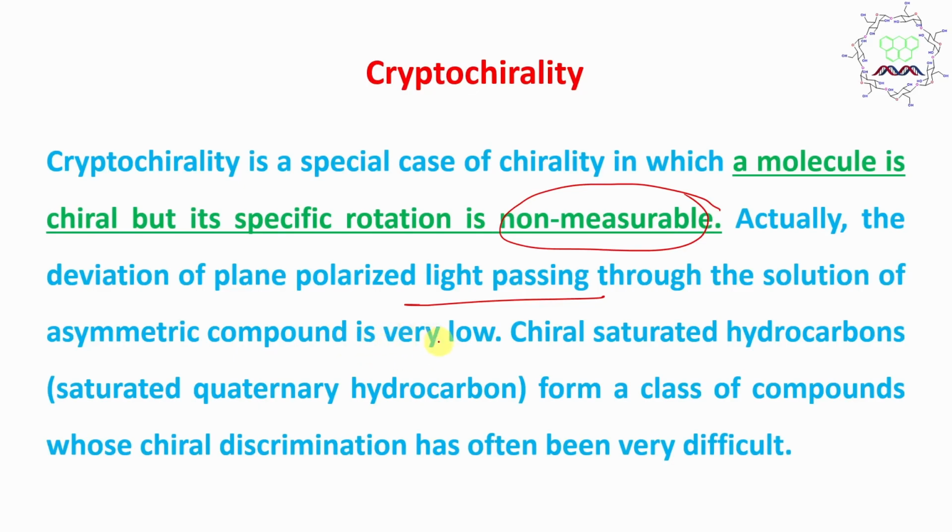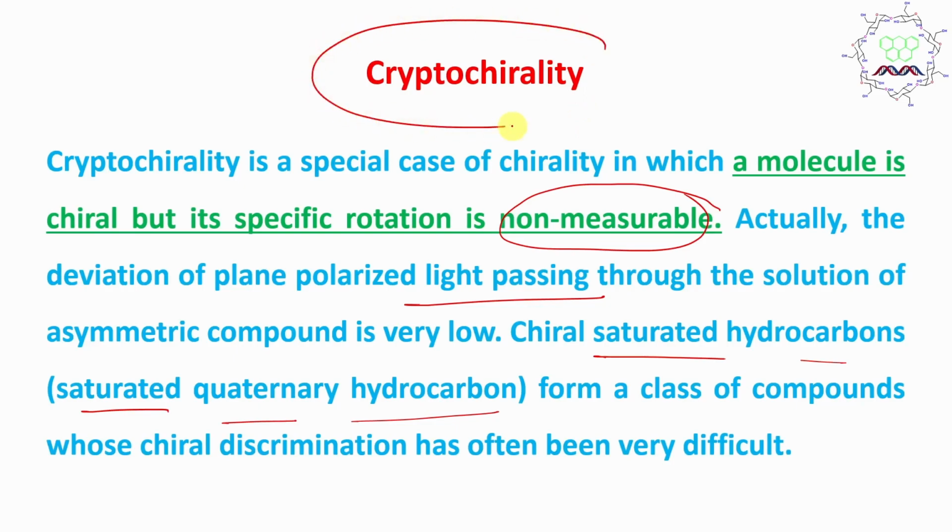And who shows this property? Chiral saturated hydrocarbons or saturated quaternary hydrocarbons. Saturated means no double bond or pi bond there. So this class of compounds shows such cryptochirality behavior, and because of that it is very difficult to distinguish them, because the specific rotation of these chiral compounds is very low.